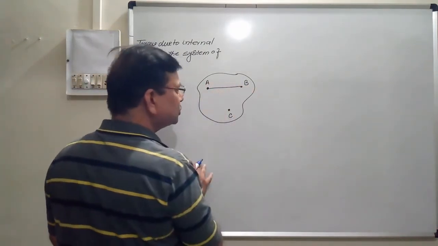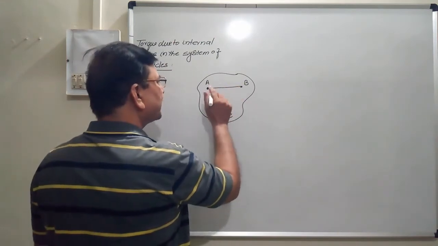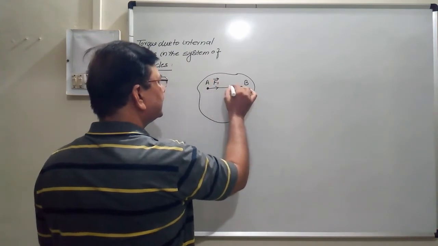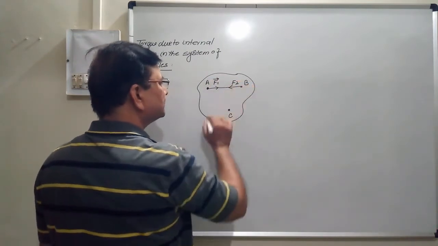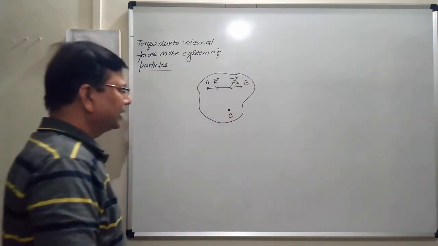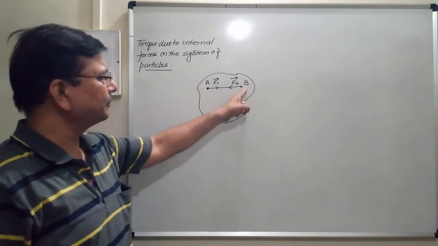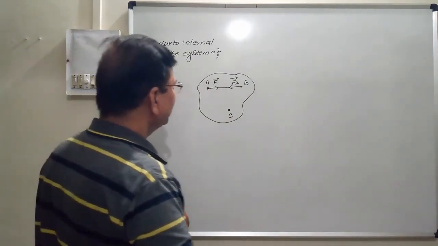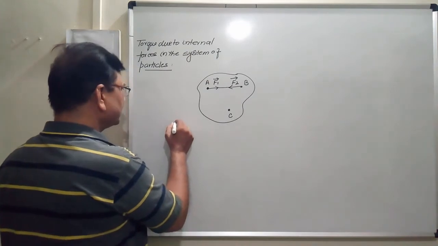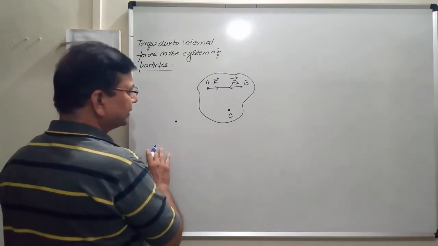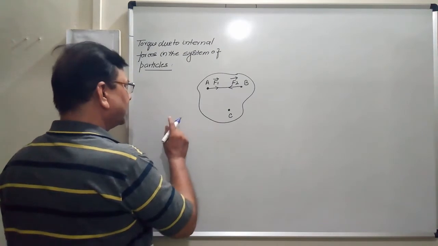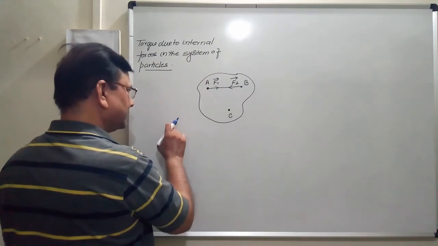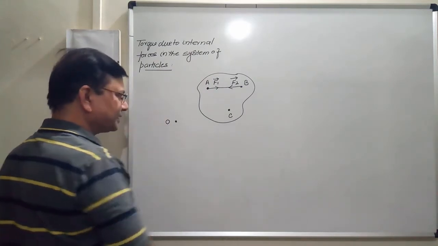the line joining these two particles, there will be force between these two particles, these two masses. Suppose it is F1 and this is F2. Likewise, force between A and C, B and C. I have taken three particles for my simplicity. Okay? So, suppose about this point, we have to find the torque due to these forces. Reference point is this. O is the reference point.